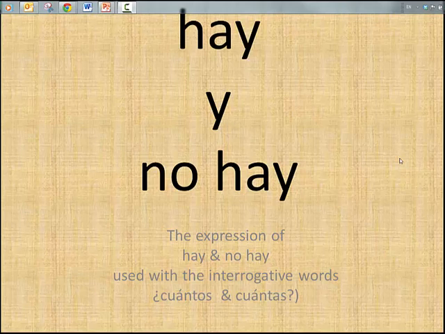Today we will be covering the expression hay and no hay. And we will also be talking about the interrogative words cuántos and cuántas, which are often used with both of these expressions.